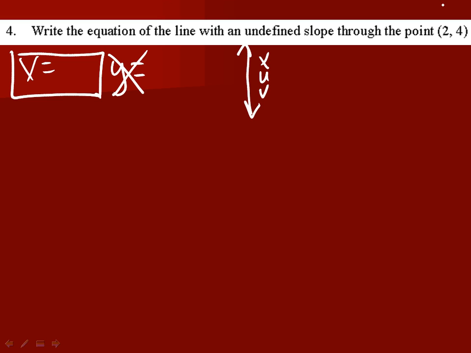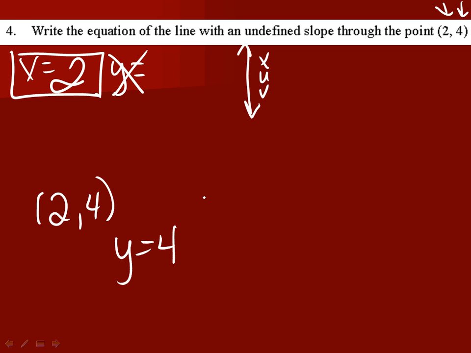Okay, so look at the point 2, 4. Which one is the x value? 2. So guess what the answer is? x equals 2. The end. That's it. There's no work. Now, what if I told you I wanted the horizontal line that goes through 2, 4? y equals 4. That would be the horizontal line.